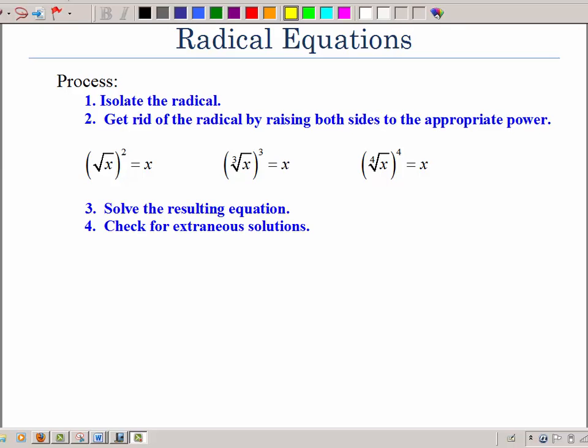This video just continues where we left off on solving radical equations, but let's be reminded of the process. We need to isolate that radical, meaning get it by itself, raise both sides to the appropriate power to get rid of the radical, so square a square root, cube a cube root, raise the fourth root to the fourth power. Then we're going to be solving that resulting equation, and then we have to check for those extraneous solutions.